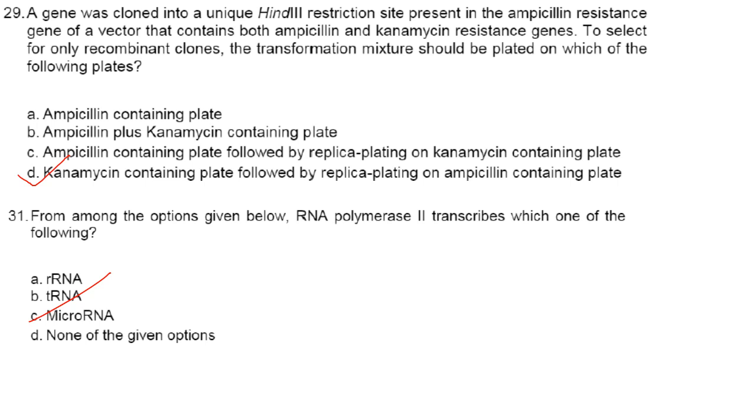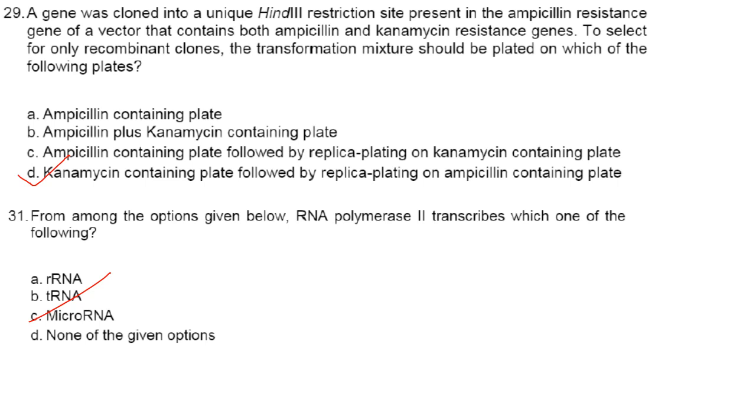Now, ampicillin containing plate followed by replica plating on kanamycin containing plate. On the ampicillin containing plate, the recombinants will die, so it is not possible to recover the recombinants from the ampicillin plate. So even if you do replica plating on kanamycin medium, it will not grow because there is no recombinant which is alive. So the next will be kanamycin containing plates followed by replica plating on ampicillin containing plate.